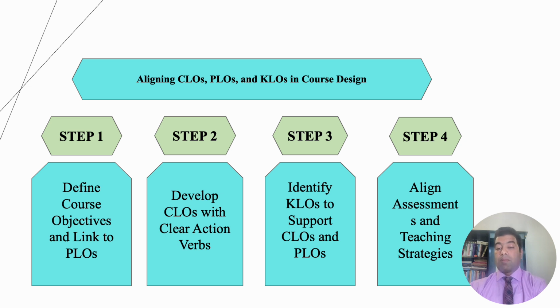Step 4 is to align assessment and teaching strategies. For each CLO, for example, if it is a thesis writing course and the CLO is students' analytical skill or critical skill, so it should be aligned. How do we assess: by paper writing, research projects, exams, quizzes. And how are these courses taught? For example, through lectures, discussions, conceptual questions, or different teaching strategies.